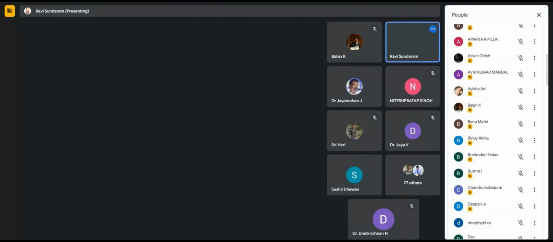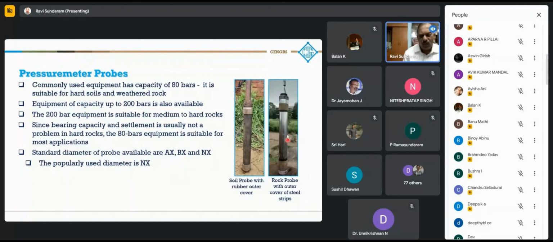So these are the probes here. This metallic one is for high pressures in rock. The Menard pressure meter is usually carried up to 80 bars. It is suitable for hard soils and weathered rock. The one with the rubber probe is used in soil, soft to medium soils.